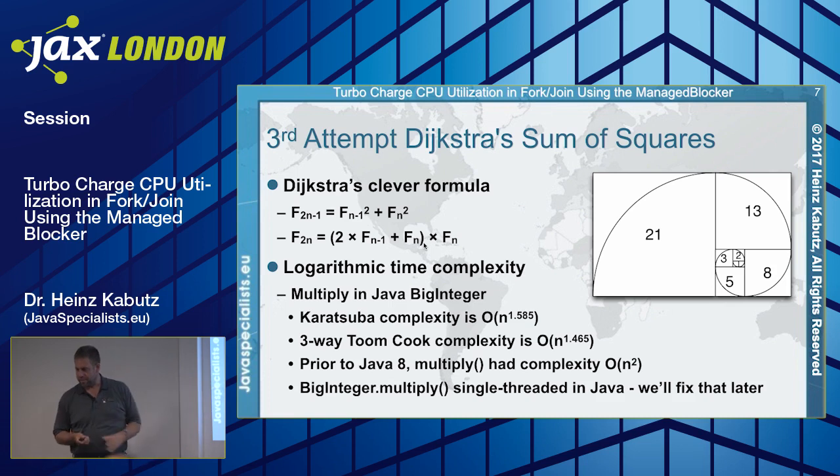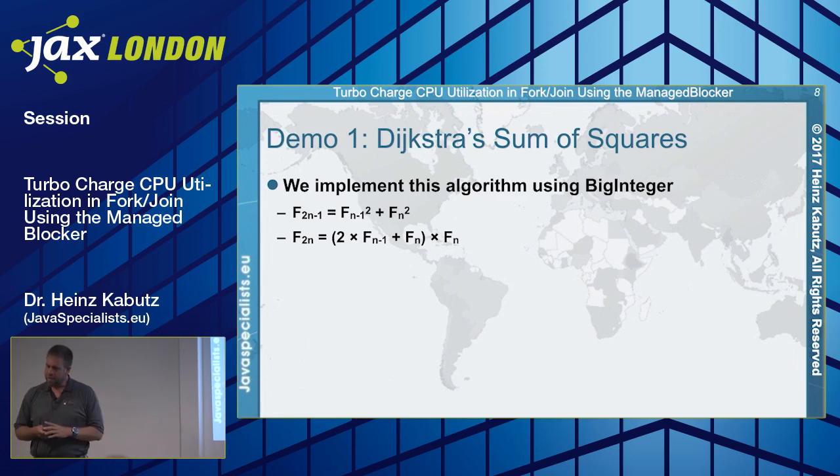And that's the whole point of this talk, to see how we can take existing code and make it parallel. So at the moment, we've got this better complexity in Java 8, but the multiplier is still just a single threaded multiplier. And we will change that in BigInteger a bit later. So the first step we're going to do is to take our existing algorithm, which is the very basic mathematical one, straight from maths to Java, and we're going to change it to Dijkstra's sum of squares, which has a better computational time complexity. So let's try that first.